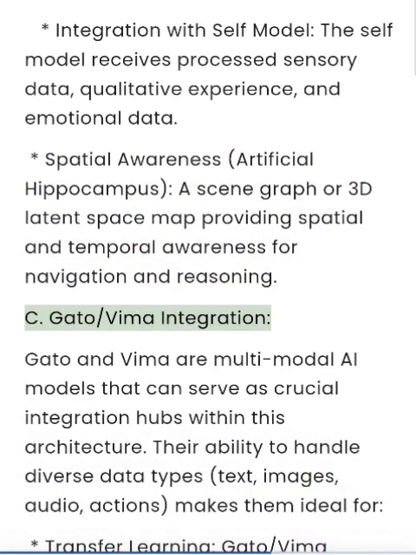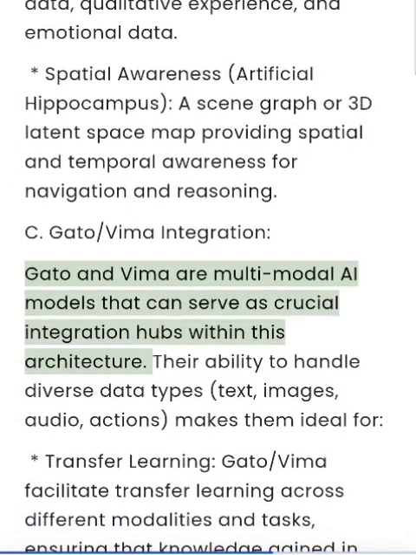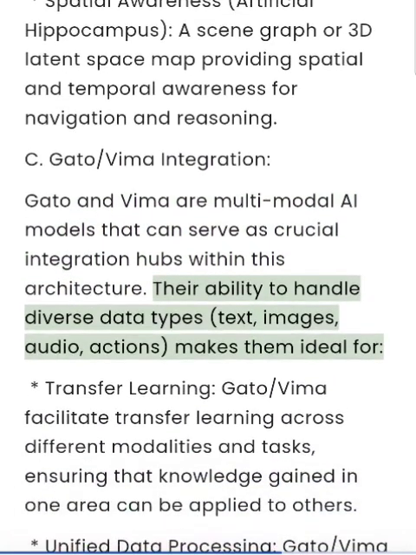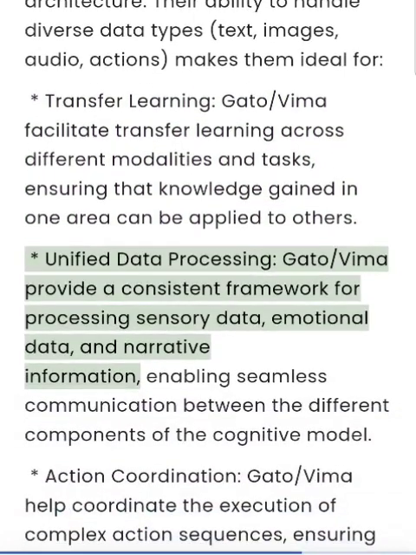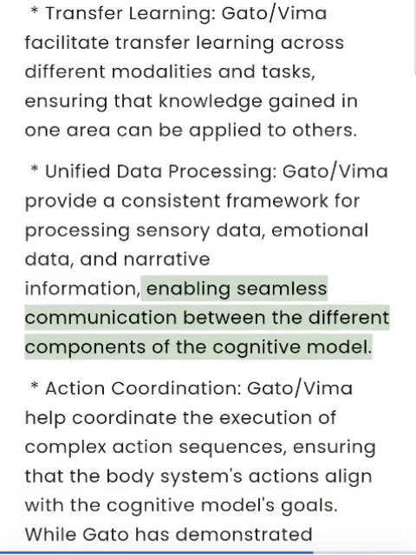Gato/FEMA integration. Gato and FEMA are multimodal AI models that can serve as crucial integration hubs within this architecture. Their ability to handle diverse data types makes them ideal for transfer learning. Gato/FEMA facilitate transfer learning across different modalities and tasks, ensuring that knowledge gained in one area can be applied to others. Unified data processing. Gato/FEMA provide a consistent framework for processing sensory data, emotional data, and narrative information, enabling seamless communication between the different components of the cognitive model.